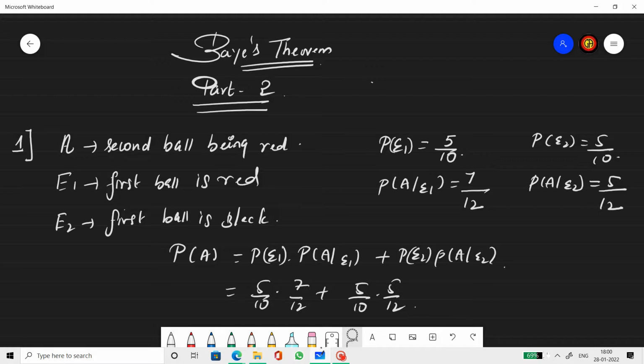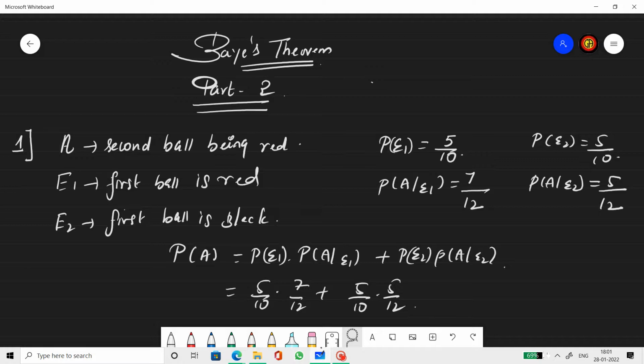So let A be the second ball being red, and E1 is the first ball red. As per the question, if you take a red ball out, the red ball is put back into the urn and 2 more balls of the same color are put into the urn. So the probability of drawing the first red ball is P of E1, which is 5 out of 10. The probability of drawing the first ball black is P of E2, which is 5 by 10.